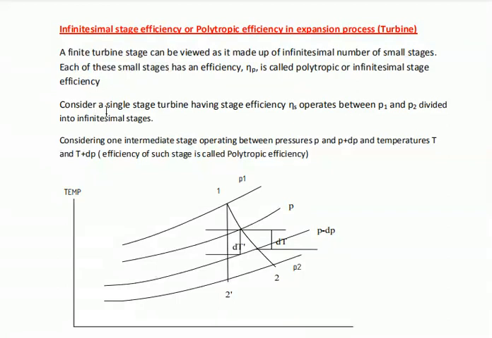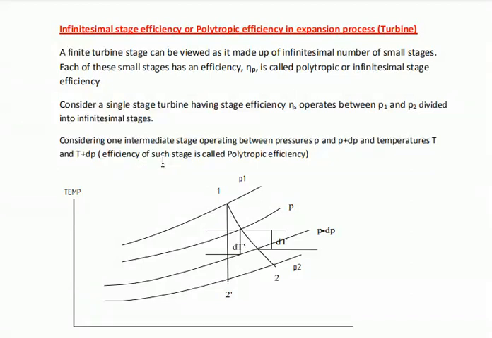Okay. So next consider a single stage turbine having the stage efficiency eta s, and operating between the pressures P1 and P2, divided into infinitesimal stages. Okay, so you can take that single stage turbine, operating between the pressures P1 and P2. In between these two pressures, we have taken one small stage that is operating between the pressure P and P minus dP, and temperature T and T plus dT. Okay, so the efficiency of such a stage is called the polytropic efficiency.